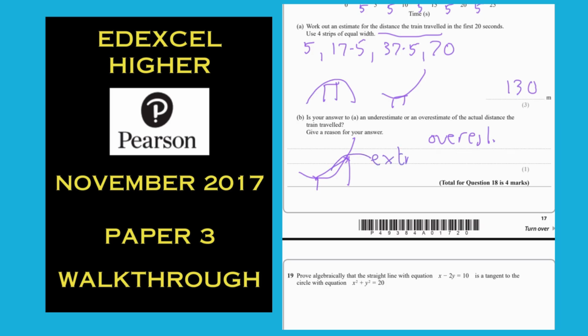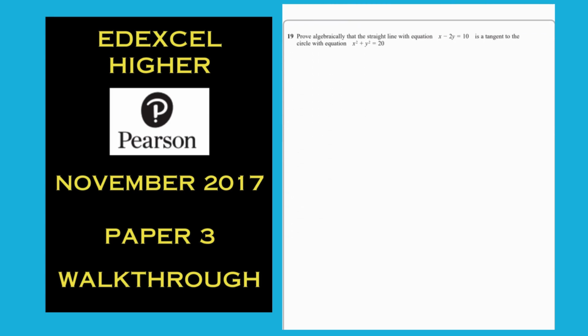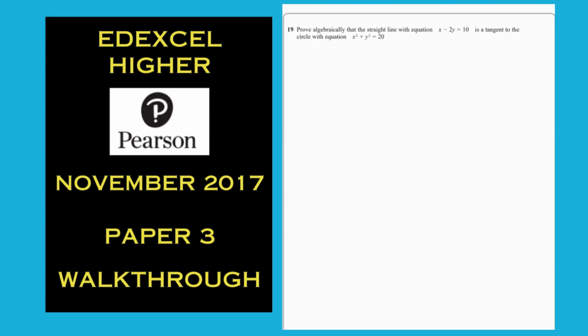Because when we work out the area, we get some extra area because the lines of our shapes go beyond where the curve is. So if you don't want to draw a picture, that's the sort of phrase you want.